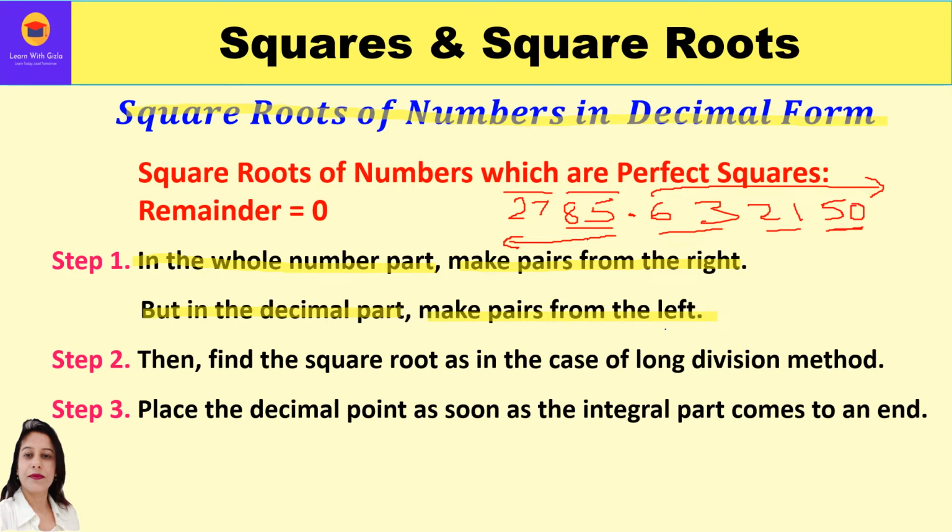In the second step, they are saying find the square root as in the case of the long division method. So further we have to use the long division method to find the square root. And in the third step, they are saying place the decimal point as soon as the integral part comes to an end. So as soon as we finish solving the whole part, that is 278, in the quotient we will put the decimal point and then continue with the decimal part.